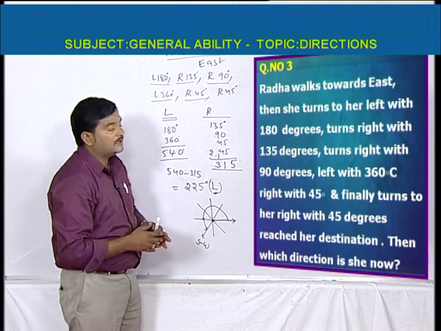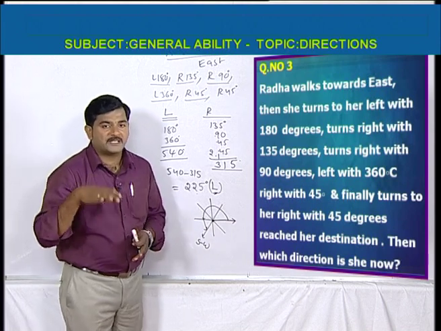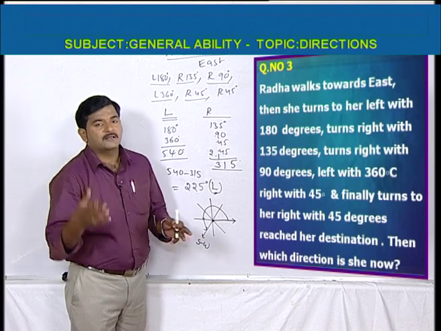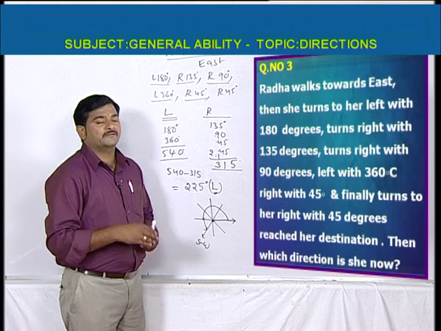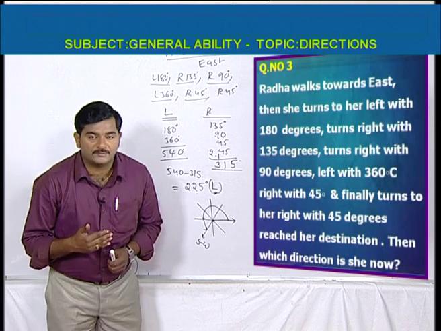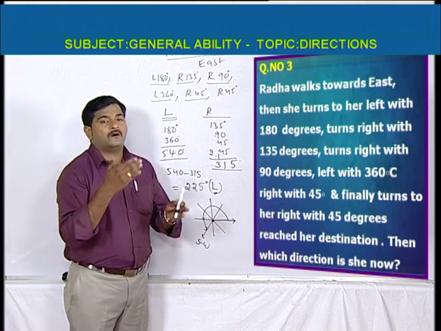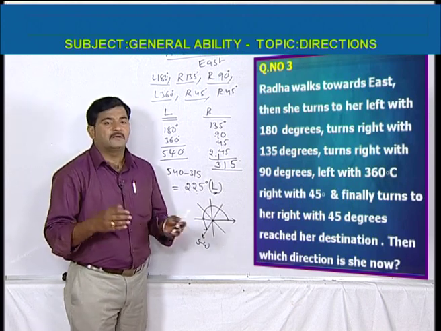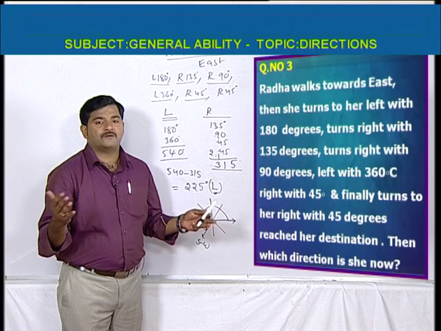Whereas in this model, lefts and rights are given with certain angles, left with some angle, right with some angle. Whenever he gives it like that, you have to add all the left side angles, add all the right side angles, and then find the difference.